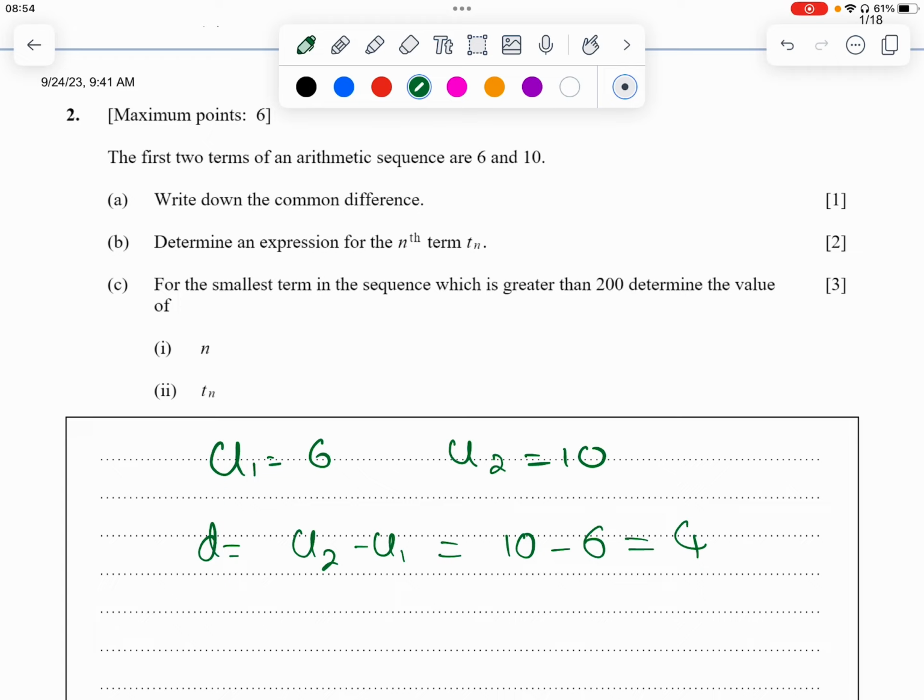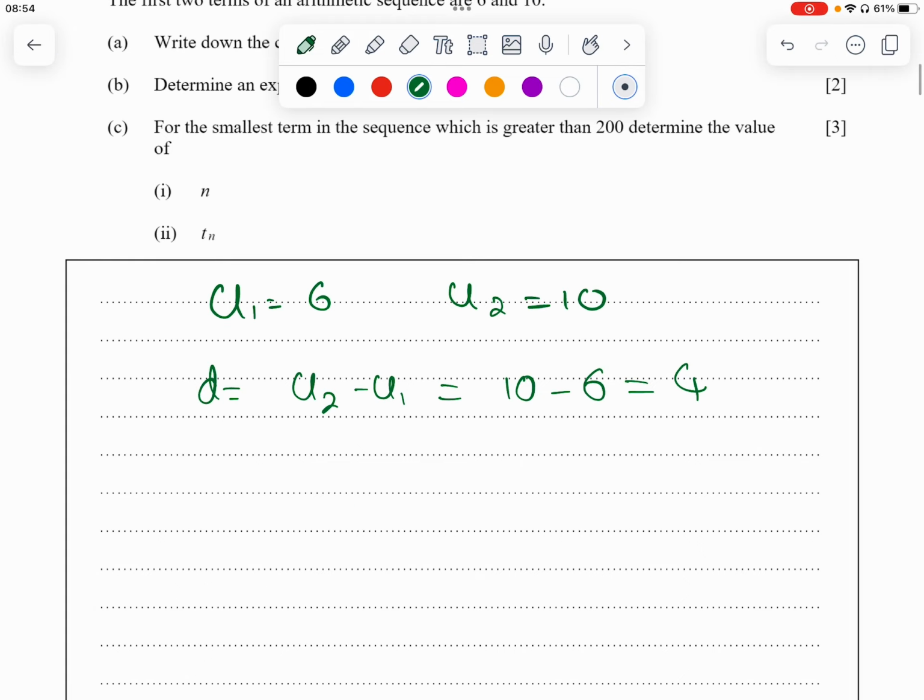Determine the expression for the nth term. Nth term, Un equals U1 plus n minus 1 times D, which is 4, which is 6 plus 4n minus 4, which is nothing but what? 4n plus 2.